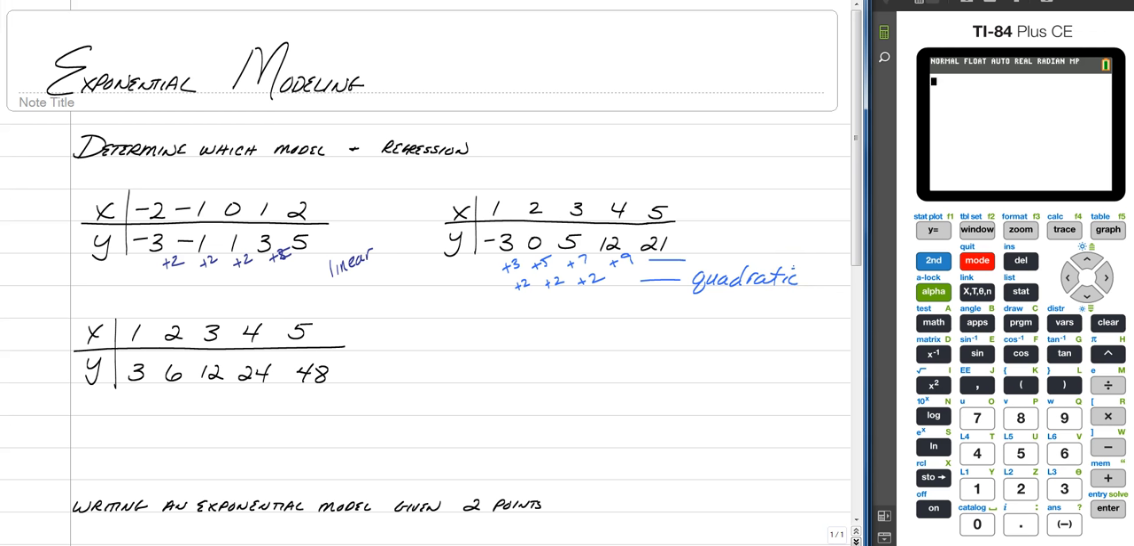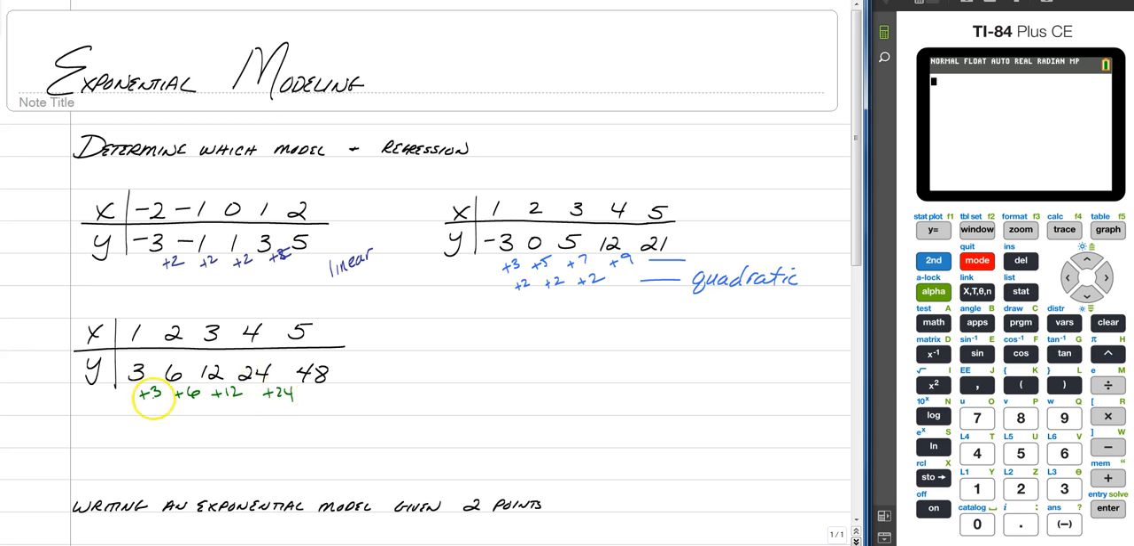But now we're talking about exponential modeling. So you still sometimes will have to determine if it even is an exponential equation. So if you were to try the jumps with sums first, 3 to 6 would go up 3, and then we'd go up 6, and we'd go up 12, and then we'd go up 24, and we already know that that's not going to work.